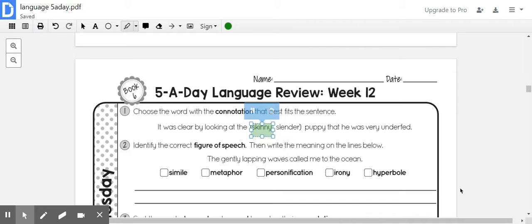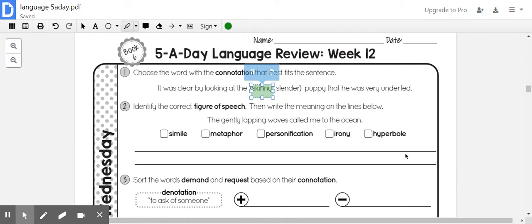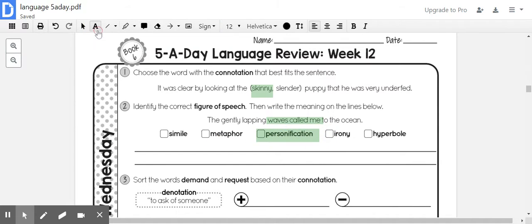Number two, identify the correct figure of speech, then write the meaning on the lines below. The gently lapping waves called me to the ocean. So right here where it says waves called me, that is giving a non-human thing human-like characteristics. Personification is the figure of speech that is being used.